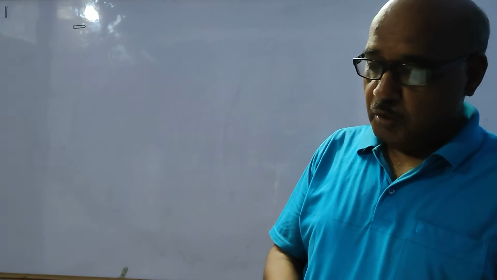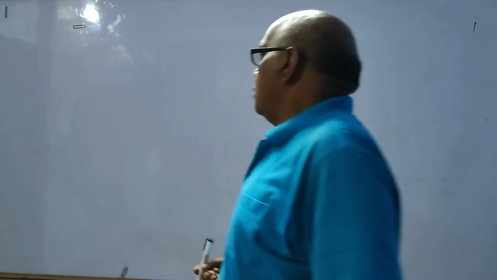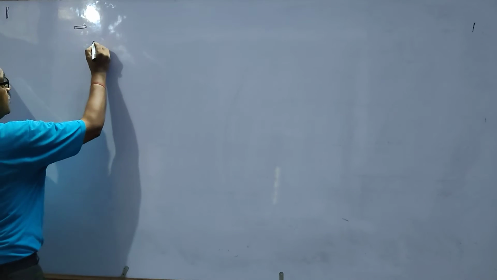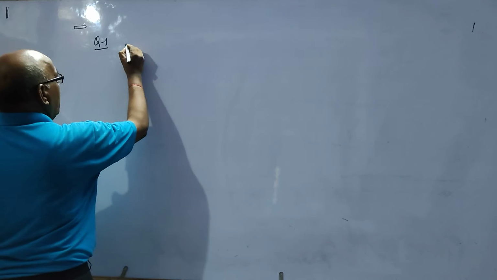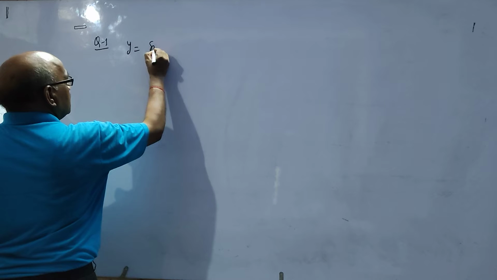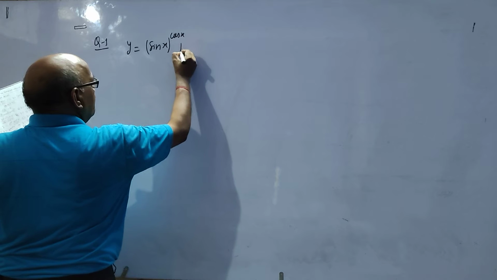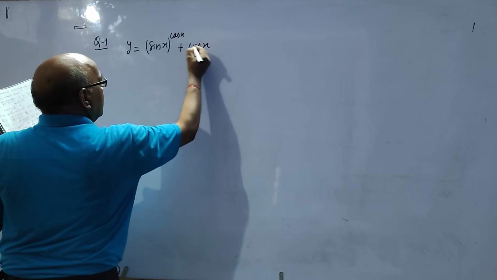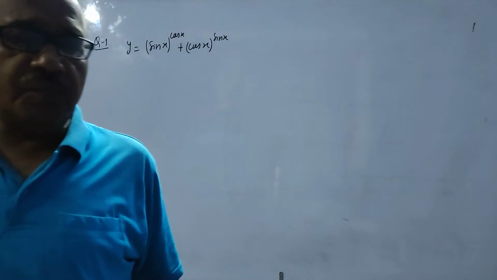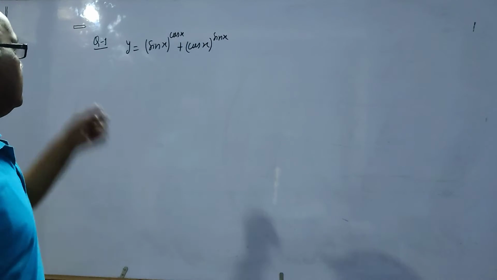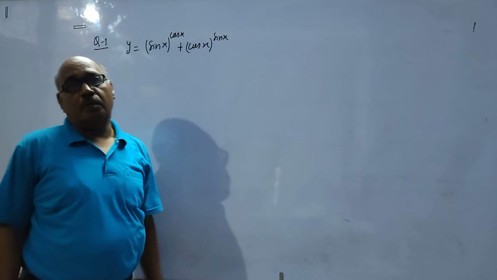Now I'm taking certain more problems. Now this is question number 10. It is y is equal to (sin x) whole to the power cos x plus (cos x) whole to the power sin x. Differentiating this, you are supposed to find dy over dx. It is given that y is equal to (sin x)^(cos x) plus (cos x)^(sin x).